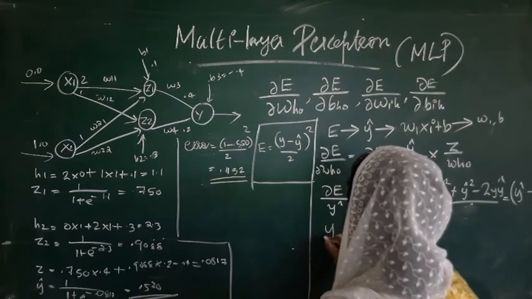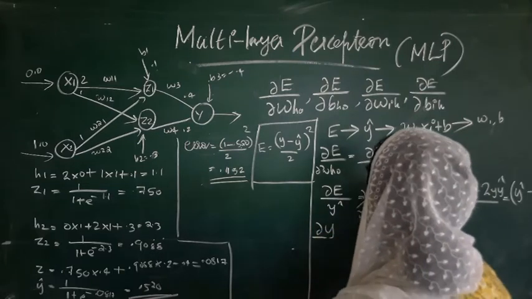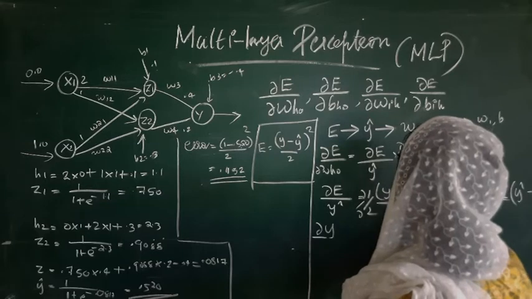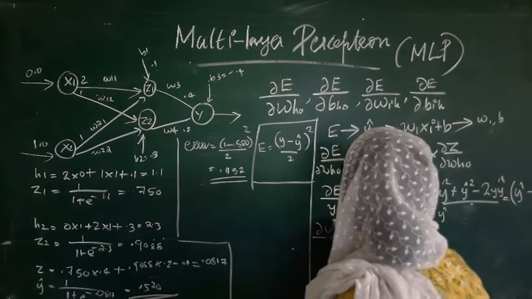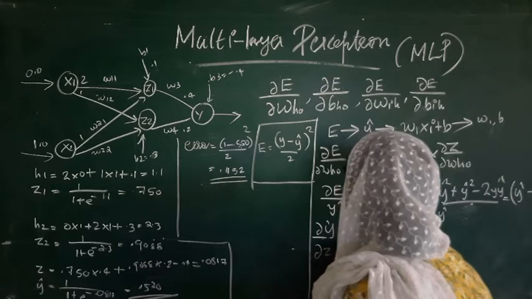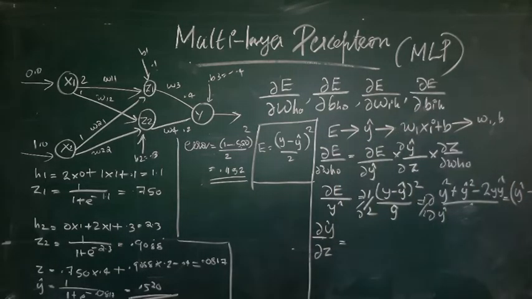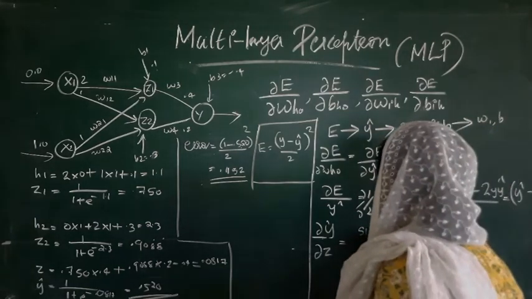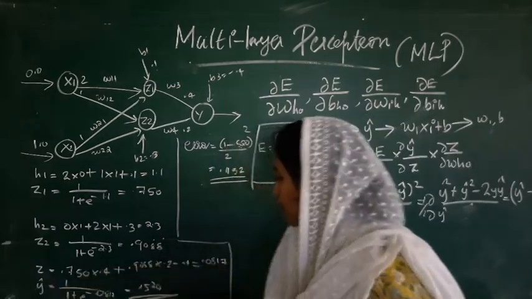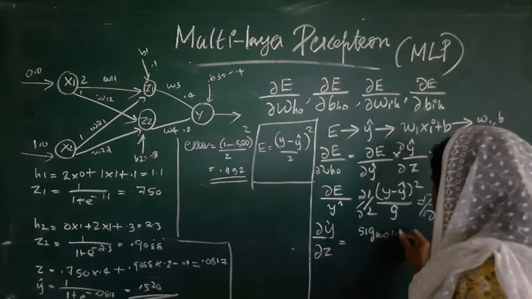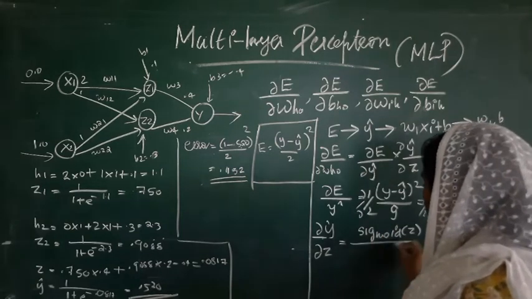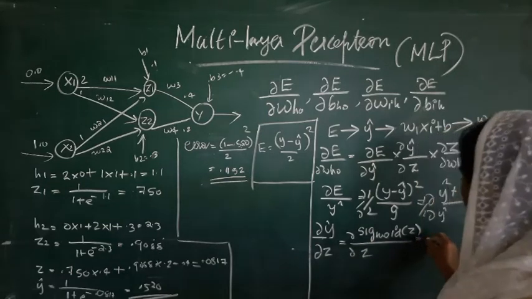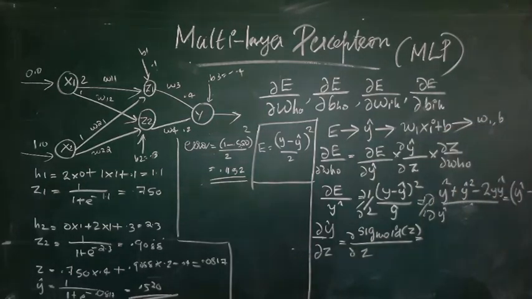Now we will see the derivative of ŷ with respect to z, that is ∂ŷ/∂z. We will see that partial derivation now. You know that ŷ is actually sigmoid of z, right? The derivative of sigmoid of z with respect to z is sigmoid of z into 1 minus sigmoid of z.